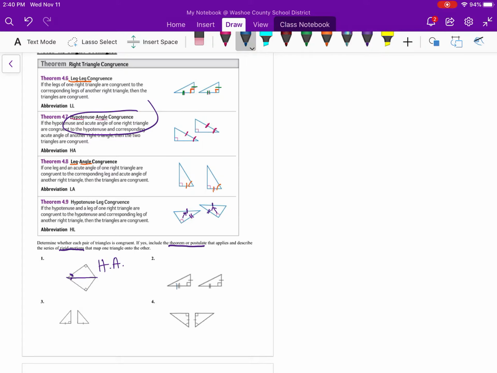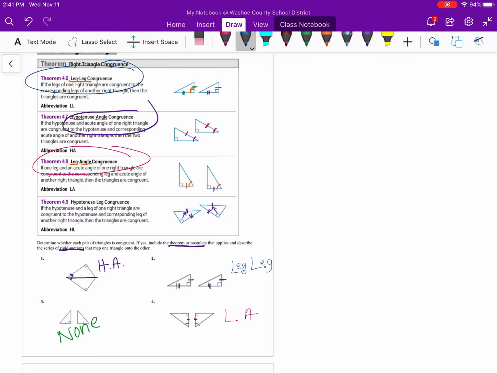For number 2, I have a leg and another leg, which would be the leg leg congruence theorem. Number 3 does not have enough information. I can't just assume this is a right triangle. So I'm just going to write none. We never want to assume in geometry, so I'm going to write none here. And then the last one has an angle and a leg, or leg angle. And you can write those out if you want.